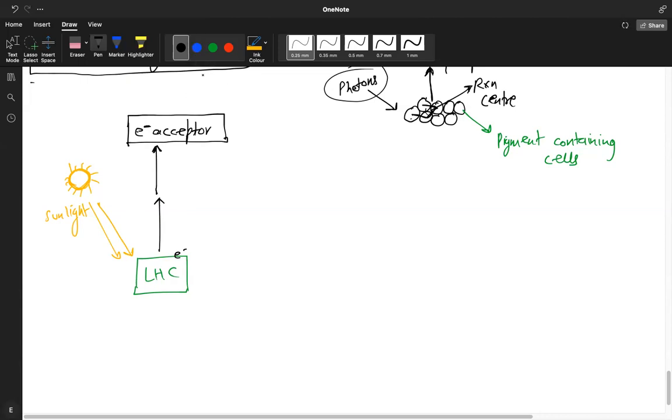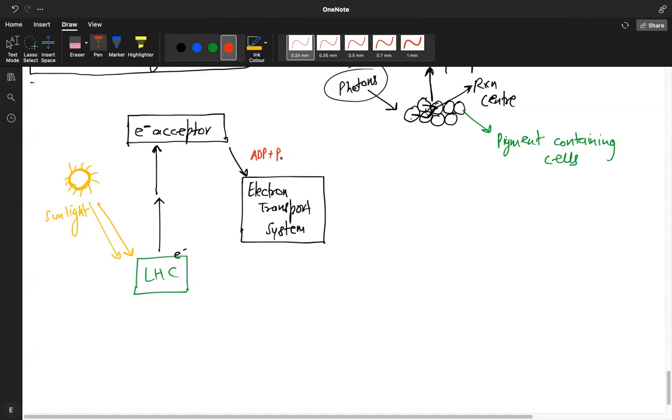Now what it will do is this high energy electron will be sent into a system called ETC or ETS, electron transport chain or system. In this electron transport system, we are making ATPs. So ADP, which is adenosine diphosphate, plus one inorganic phosphate comes, and what leaves is ATP.